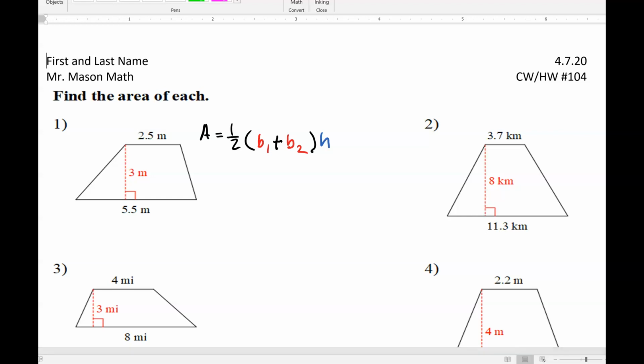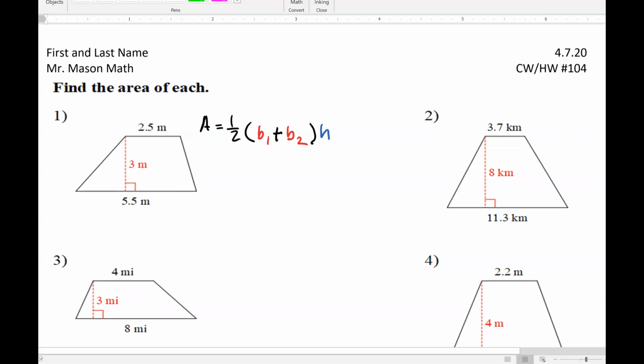By the end of the day, I want you to be able to work really well with trapezoids. We struggled a little bit with that yesterday. And then I also want you to be able to find a side given the area. So make sure your paper has the proper heading, and I'm going to do number 1 with you.